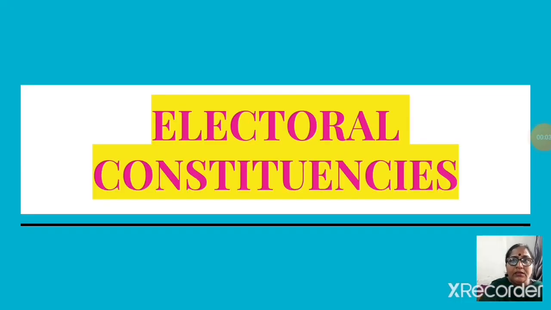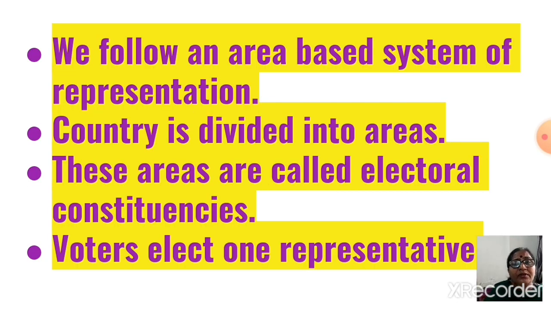Topic, that is electoral constituencies. Children, as we all know, elections are conducted in our country, but these elections are conducted in a very planned and systematic way. See, we have all studied about Haryana, right? 90 MLAs were elected. Now, who are these MLAs? These MLAs are the members of the Legislative Assembly. But do you think that every person in Haryana must have voted for these 90 MLAs?